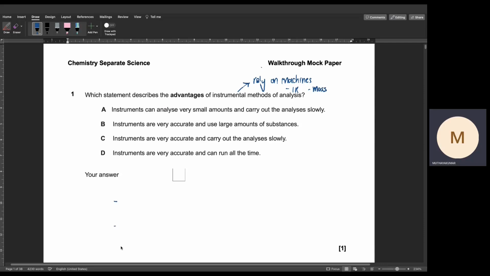Now, in general, there are three main advantages of instrumental methods over lab-based tests. So by simple lab tests, we're talking about flame tests. We are talking about the typical anion tests, so the precipitate tests for halides, for example. Both of these are considered simple laboratory tests. Instrumental methods have a couple of advantages.